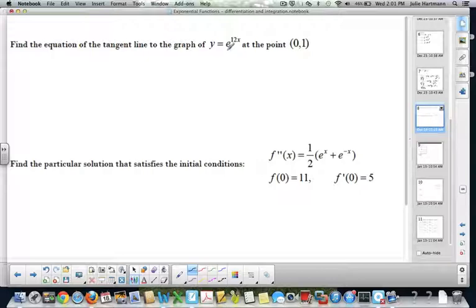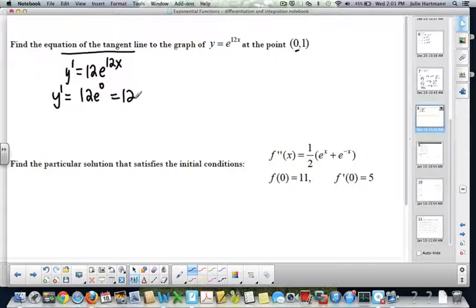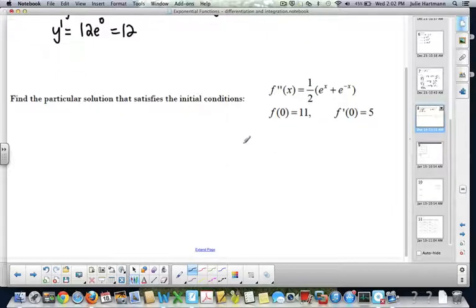Here y equals e to the 12x, so for the equation of the tangent line, I need a slope. The slope is the derivative, so y prime equals 12e to the 12x. At the point x equals 0, that's 12e to the 0, and e to the 0 is 1, so that slope is 12. For the equation of the tangent line, the point 0, 1 means 1 is your y-intercept. So y equals 12x plus 1. That's all. The second one requires a little more thought though.